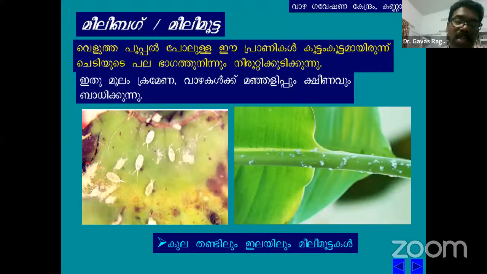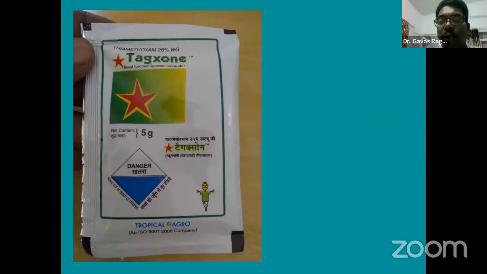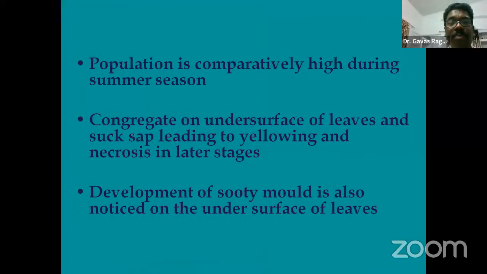How to manage this pest? Okay, first, basically with respect to sucking pests, the population is comparatively very high during the summer season. So in summer season only, you will find severe infestation by sucking pests of banana. They congregate on the undersurface of the leaves and suck sap, leading to yellowing and necrosis in later stages. Sooty mold, like I told you, black colored sooty mold will develop on the leaf surface because of the heavy honeydew secretion by the sucking pests after feeding.